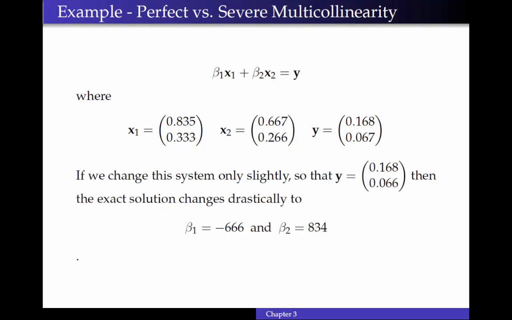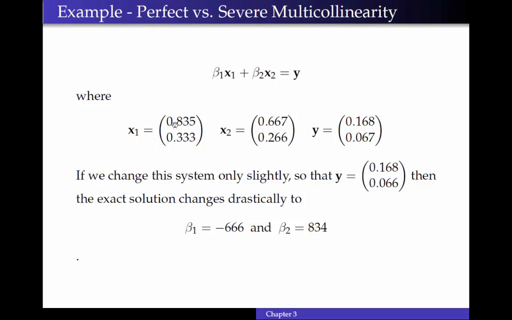Now, what happens if I change that system just a little bit? So I take this second part of y and I change it in the third decimal place from 0.067 to 0.066. All of a sudden, that exact solution, which was 1 and negative 1, changes drastically to beta 1 equals negative 666. That should be a bad sign right there. And beta 2 equal to 834. Okay, so not only have these parameter estimates changed sign, but they've also changed drastically in magnitude. So you can see this is a problem.